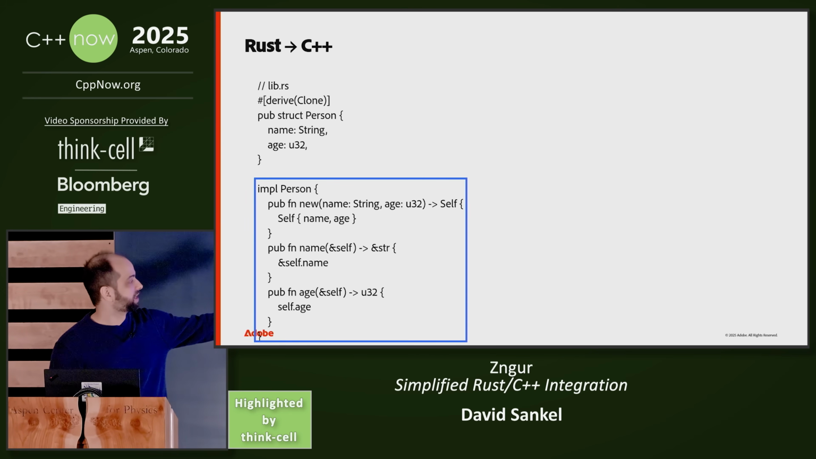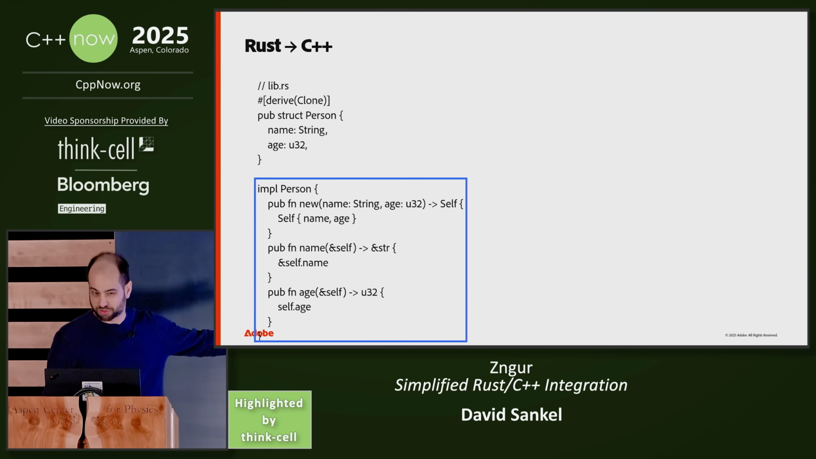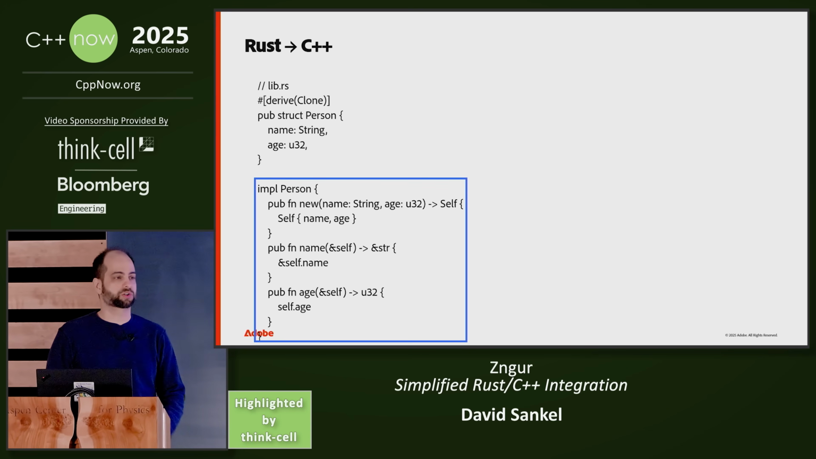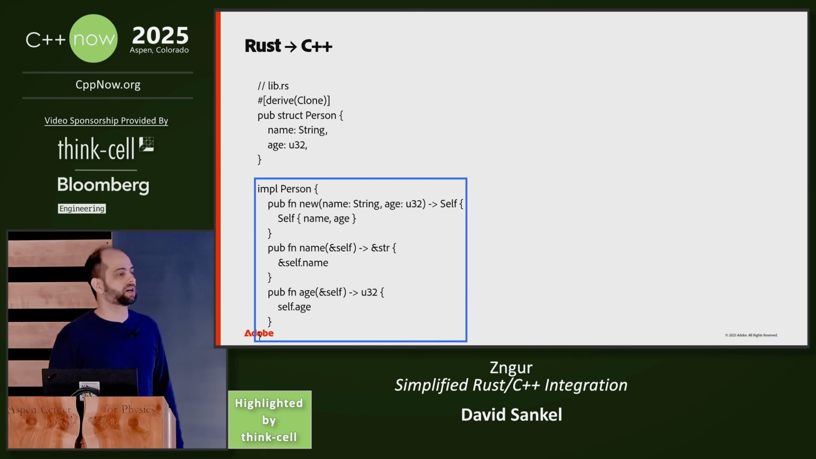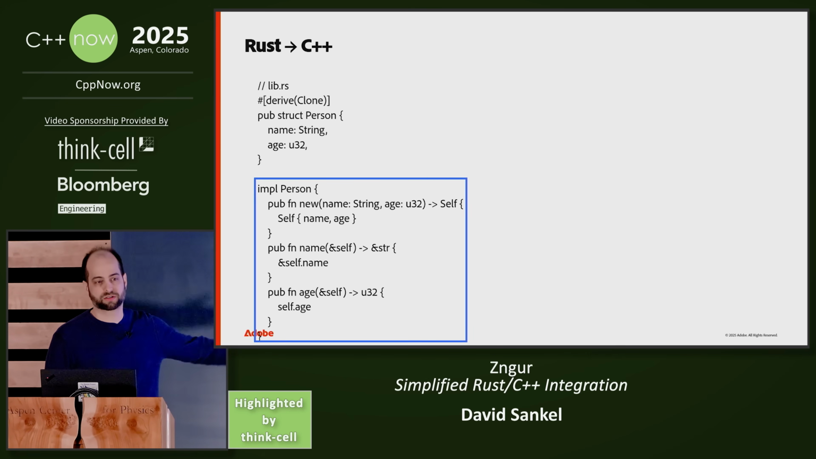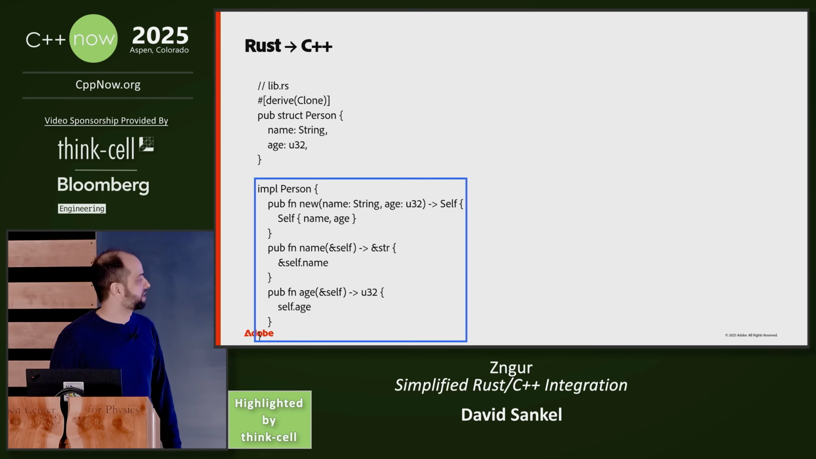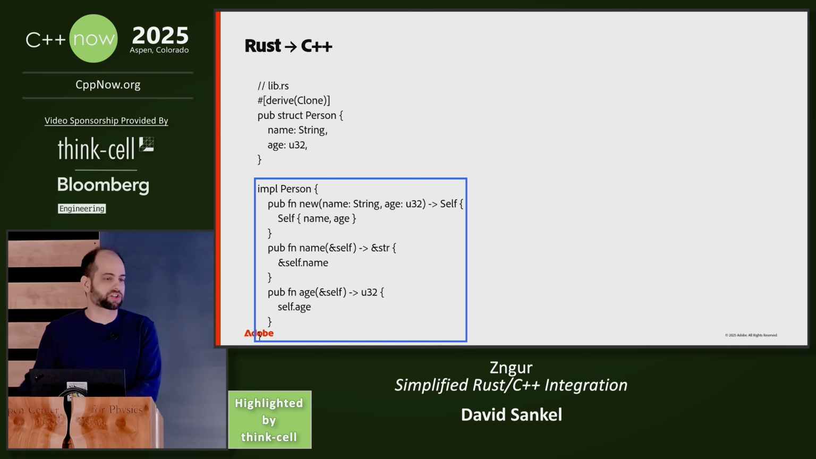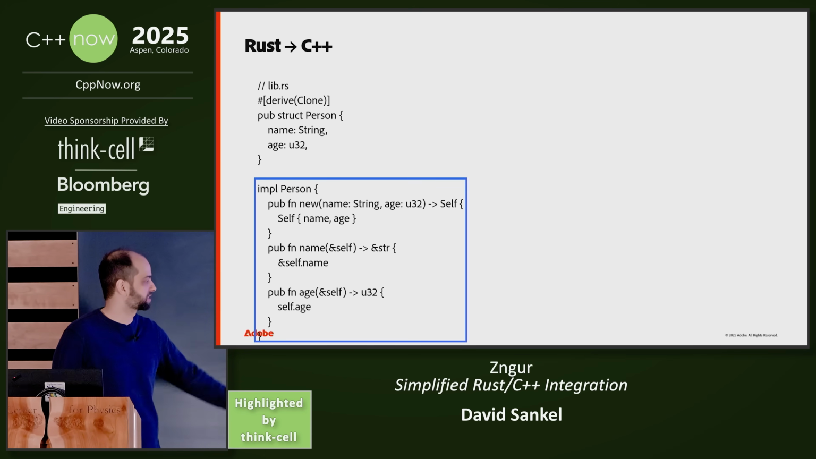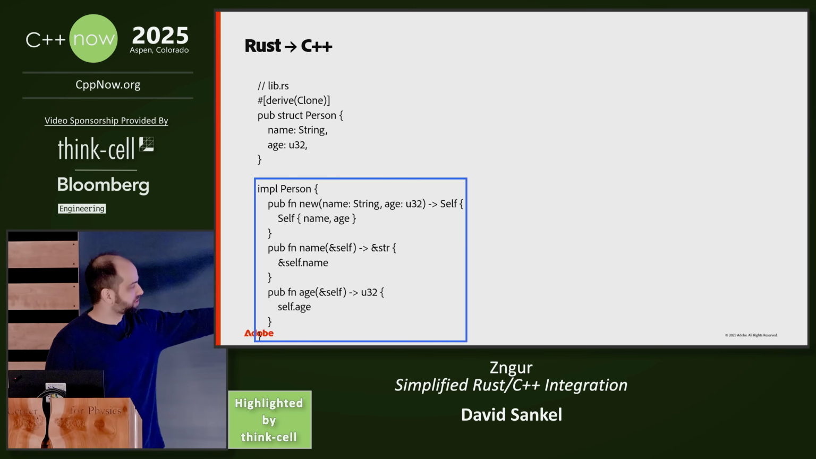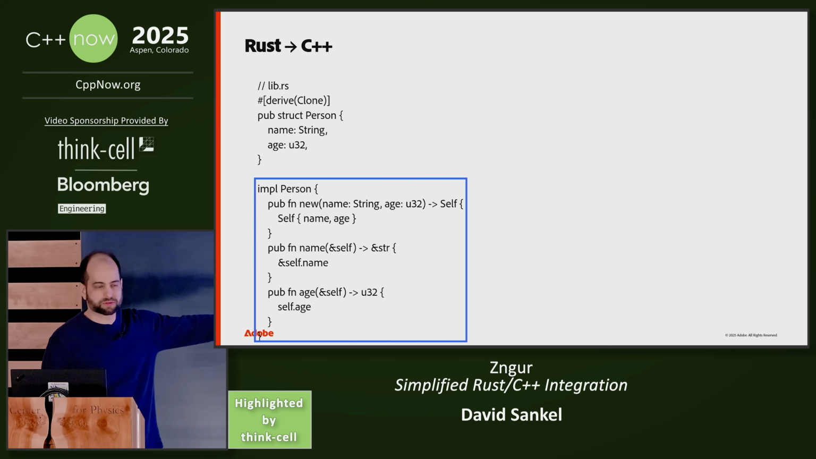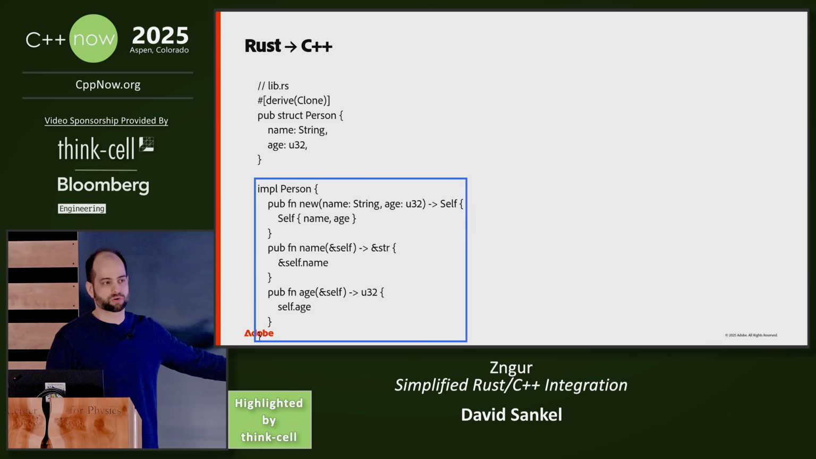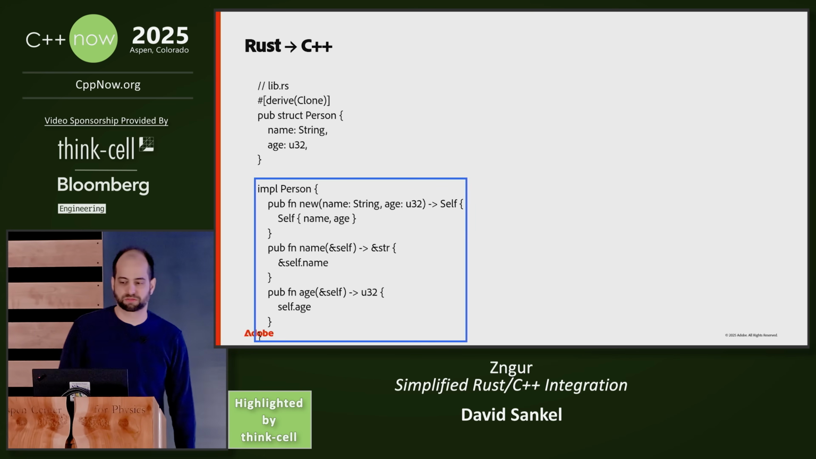You have new, and this is essentially the constructor for the type. Rust doesn't have the idea of a special constructor. This is just a conventional name that you use for a constructor, new. And then you have 2 member functions, name and age, which are just your getters, right? Returning self.name and self.age. The new, you can think of kind of like a static function because it doesn't take a self parameter. The other ones take a self parameter, so these methods are more like your member functions.